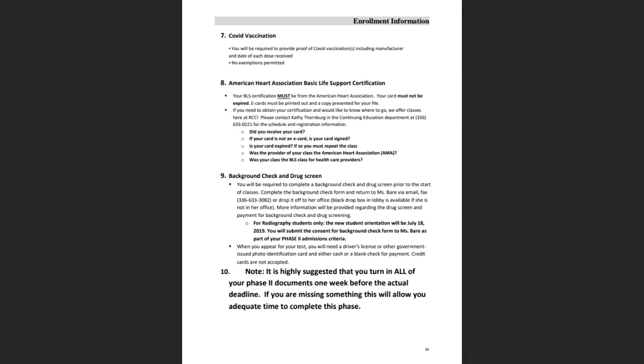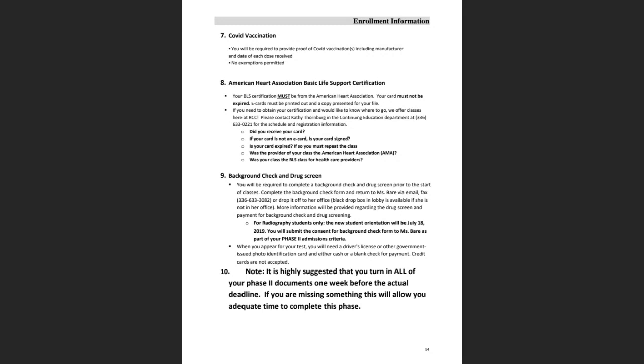Okay, so we definitely suggest that you turn in all of your phase 2 documents at least a week before the deadline. It'll provide you enough time to fix something if it's not accurate. If you wait till the last minute and there's something that needs to be fixed, there's a strong chance you won't be able to get into the program because you won't have time to fix an issue. So usually it's because the titer doesn't have an actual number value or range of immunity, or there's something missing on your medical form is typically what we see.